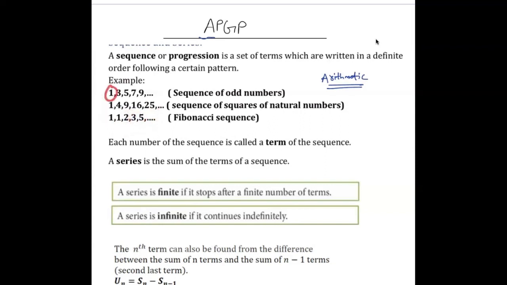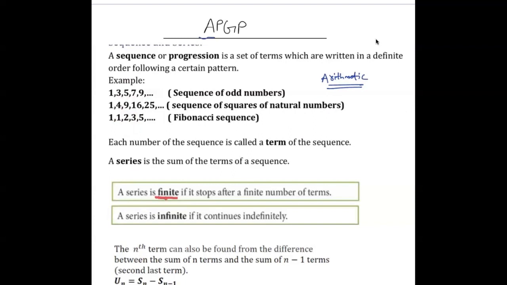And each number in the sequence is called the term of the sequence. Now, a series is basically the sum of this sequence. If you add all the terms, if you write this sequence in this order, 1 plus 3 plus 5 plus 7 plus 9, this is going to be called a series. Series is just the sum of the terms of the sequence.